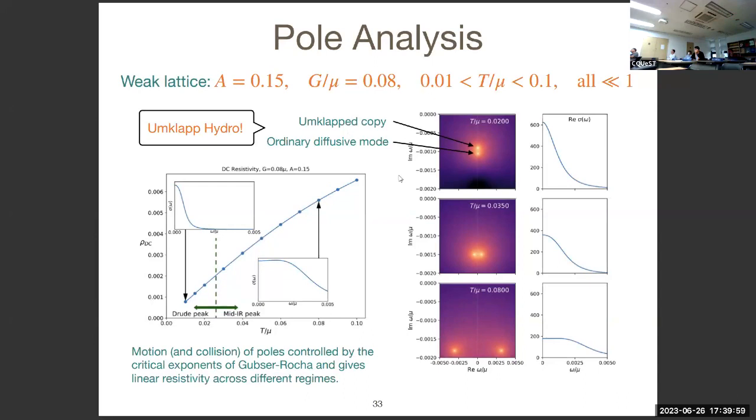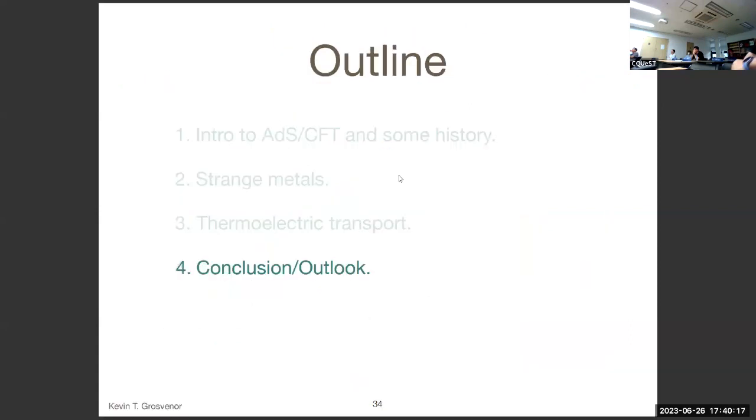And then you see that the collision of these poles, the behavior of them, are controlled completely by the critical exponents of the Buchs-Racha model. And that's fixed. And therefore, that's why you get this universal linear resistivity, even though the mechanisms of scattering are very different.